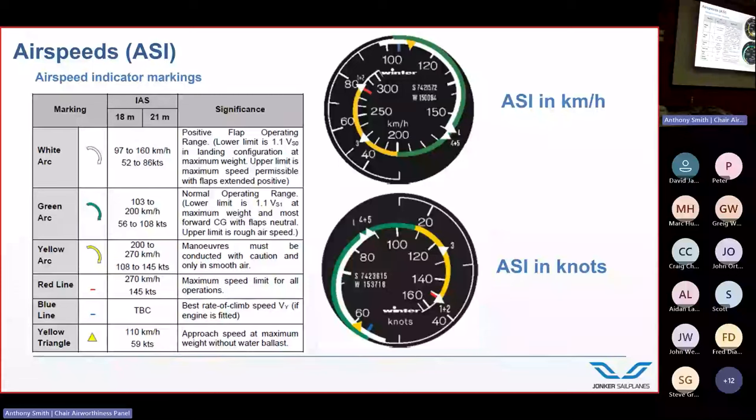So what is the green arc? The end of the green arc means the maximum speed allowed where the pilot can apply full deflection of the controls. All right. So if you apply full deflection of the controls up to that speed, it means that the structure will maintain the maximum loads that you can apply. After the yellow line, if you apply full deflection, the aircraft is outside of its design specifications, and you will exceed the maximum load factor without safety factor. There's always a safety factor built in, but now the aircraft will be exceeding its maximum design loads.